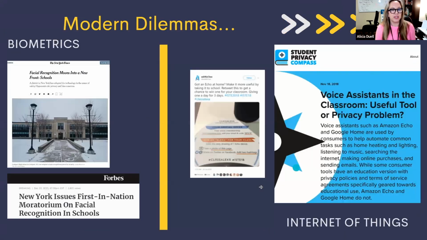Other modern dilemmas are biometrics and facial recognition. This was from a New York incident a couple of years ago. A school in New York put in facial recognition just so they had an idea of who was on campus. A family sued and a judge blocked it. They put a moratorium on facial recognition in schools in New York until further studies could be made.